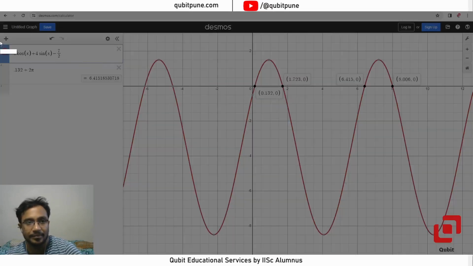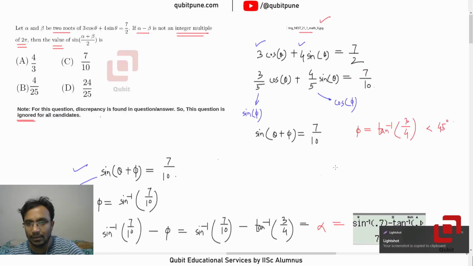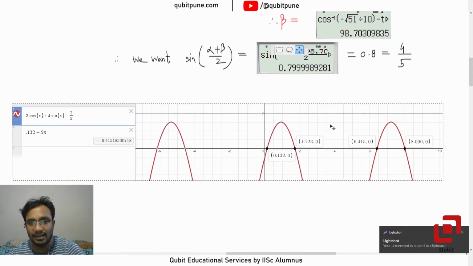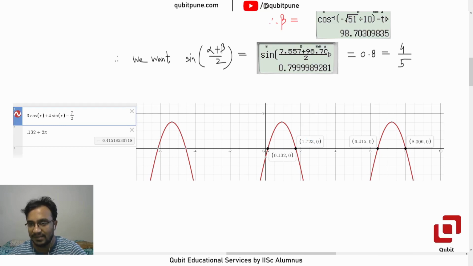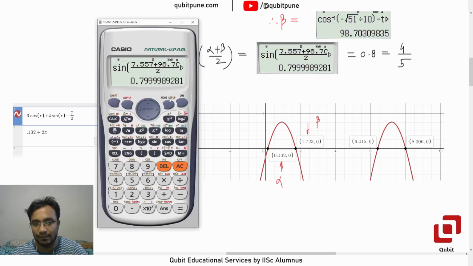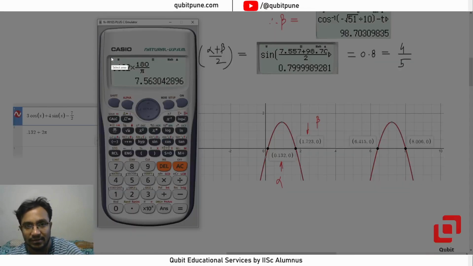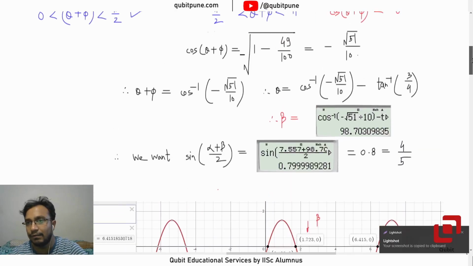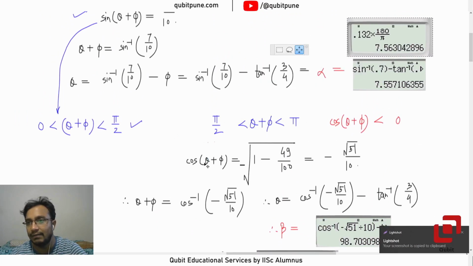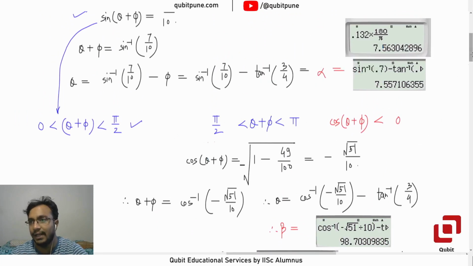Now what we can do is, whatever angles that we got as the roots, as alpha and beta, those are actually these two angles. So let us quickly find the degree measures of alpha and beta, right? So 0.132 into 180 by pi, that's 7.56 degrees, and that matches pretty well with this.